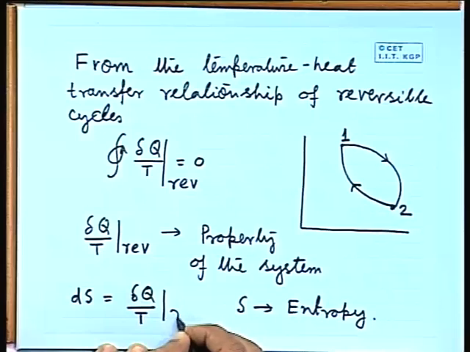So, we are getting a similar situation as we have seen in case of first law. From the discussion of first law, we could identify a new property which is internal energy or stored energy. Here also we are identifying a new property which is entropy. In that case, two path functions were involved, dq and dw. Here only one path function is involved, that is dq. And of course, we should not forget to put reversible, because this dq by t for reversible process, that only gives the property entropy.